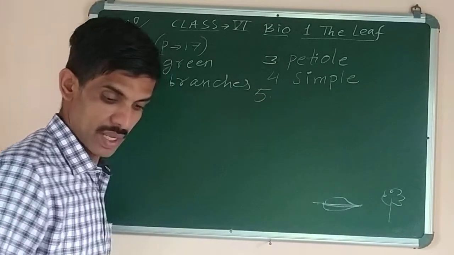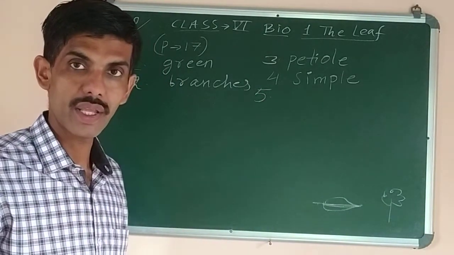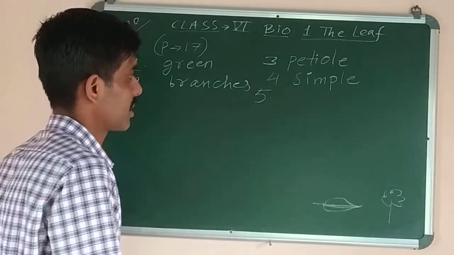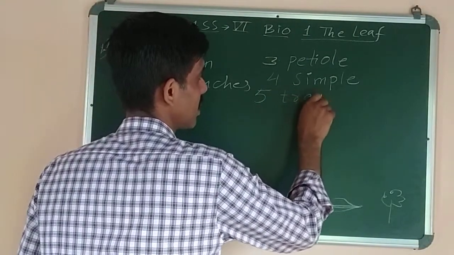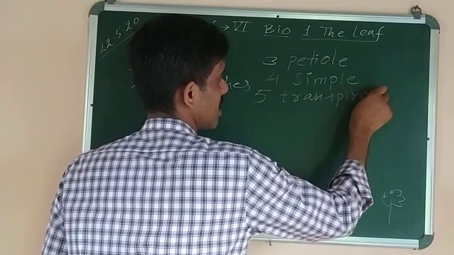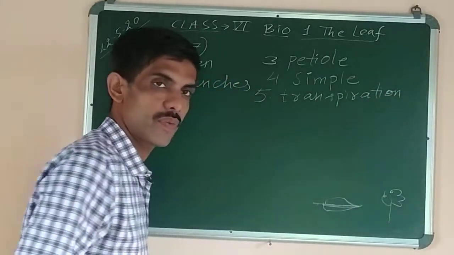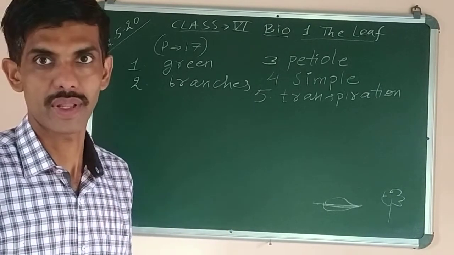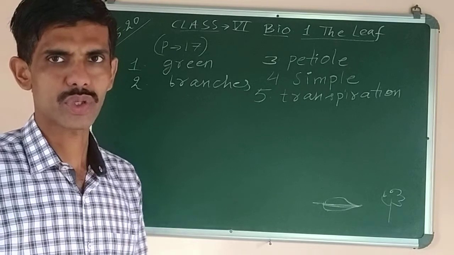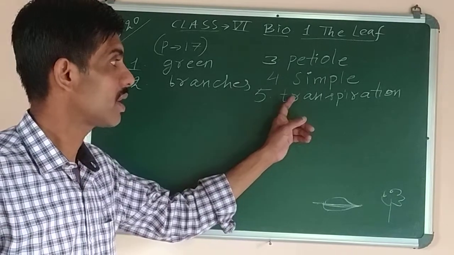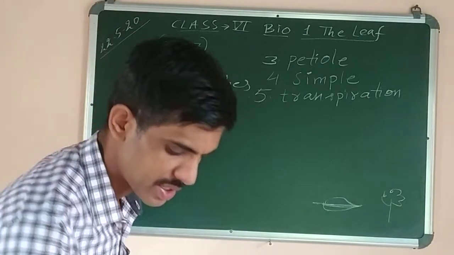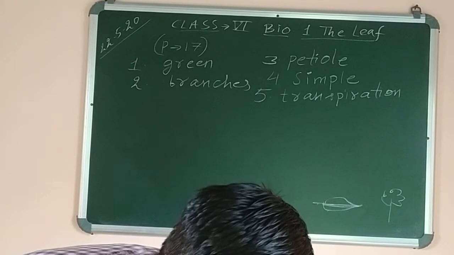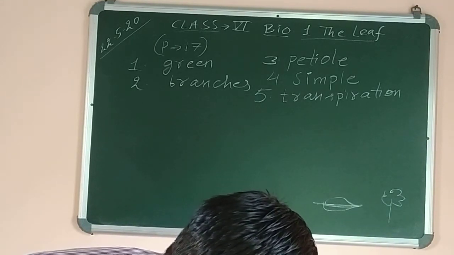The 5th question is, leaves release water in the form of vapor by the process of evaporation or transpiration. So the correct answer is transpiration. You know what the definition of transpiration is? Transpiration means loss of water: plants lose the excess water in the form of water vapor, that is gaseous form, through tiny pores called stomata, and that process is called transpiration. Evaporation is simply the loss of water as water vapor from any surface of the plant. It can occur from non-living bodies also.